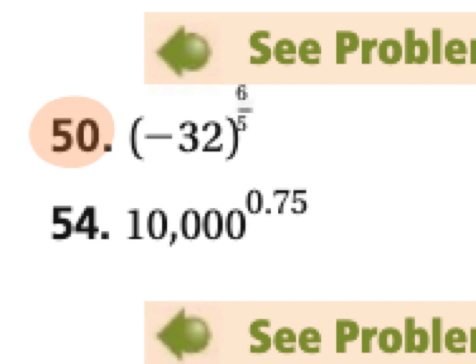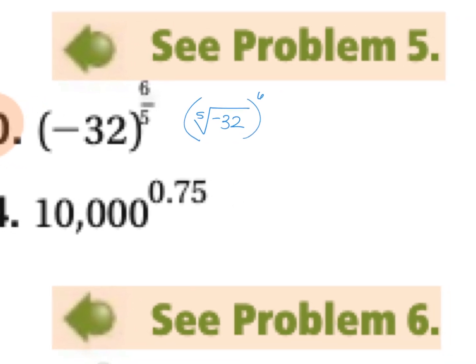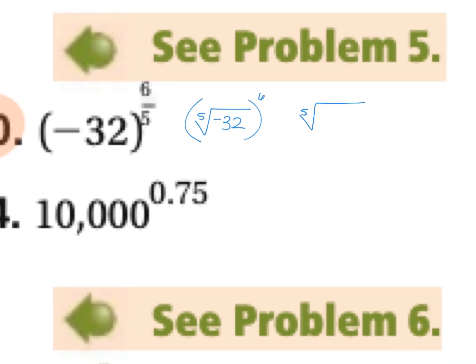Okay, number 50, you have a negative 32 to the 6/5 power. So remember, root on bottom. So this is a 5th root of negative 32. And then I'm going to take that whole thing to the 6th power. And again, you can do it the other way. You can take the 5th root of negative 32 to the 6th power if you want, but that gets you a really big number to 5th root. I would rather do it this way because I know without having to plug it into my calculator what this is. If you don't, that's okay.